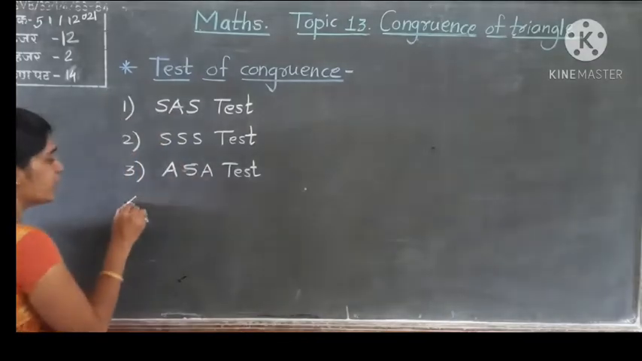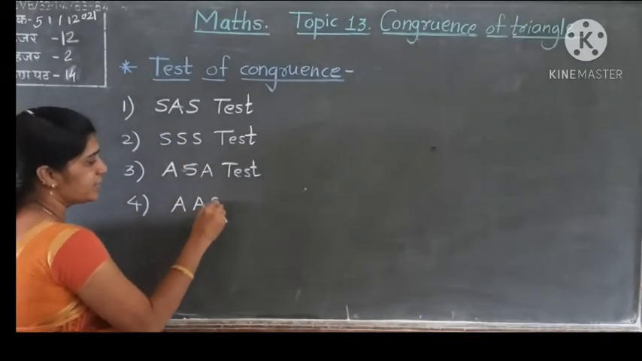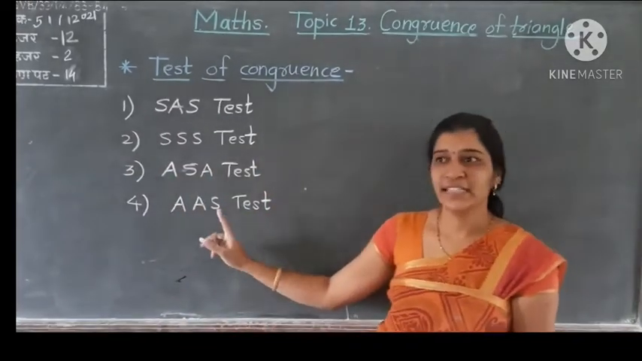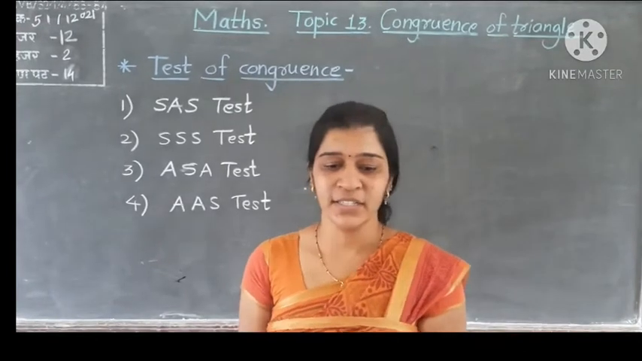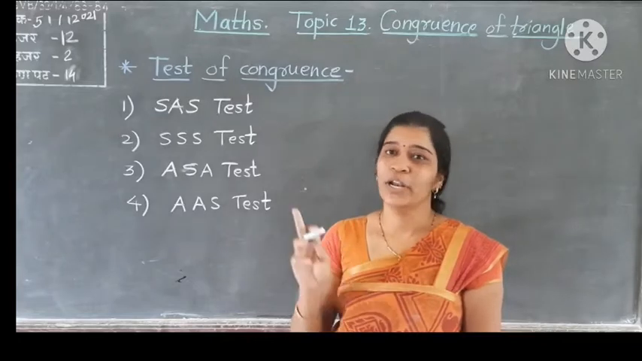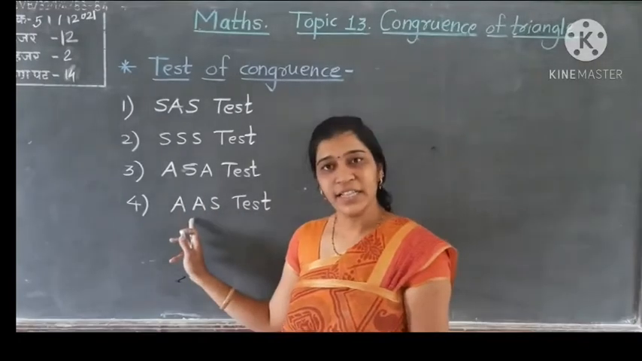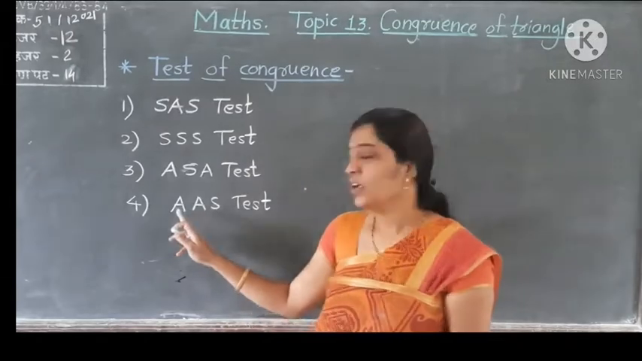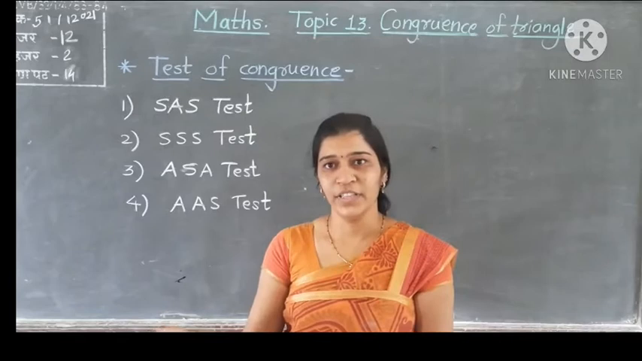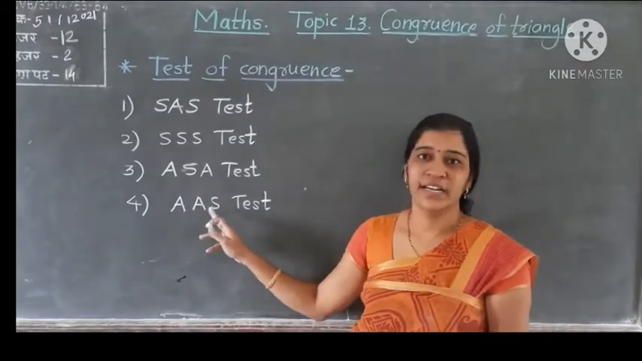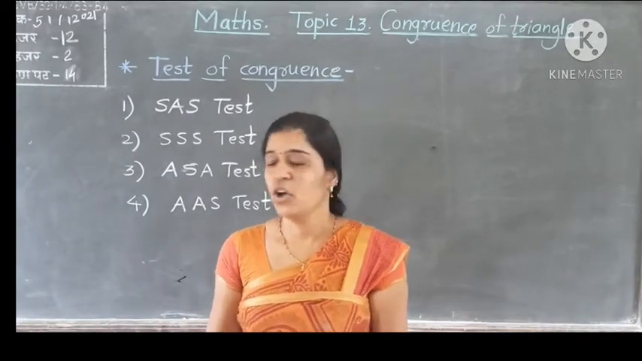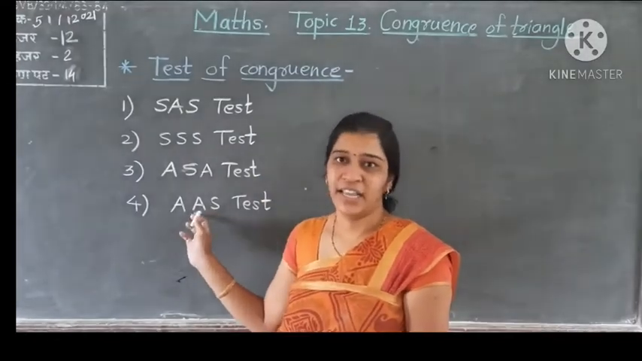Then we had seen the fourth test, the AAS test. Means here two angles and a side. What is the test? If two angles of a triangle and a side not included by them, two angles are there and the side is not included between them, are congruent with corresponding two angles and side not included by them, then we call this test the AAS test, or you may write this as SAA test.